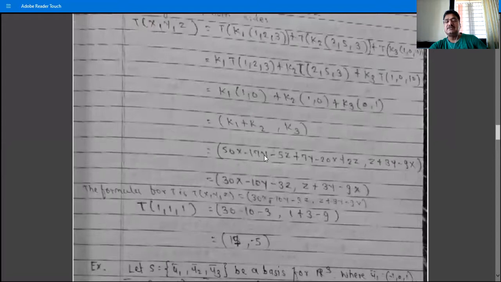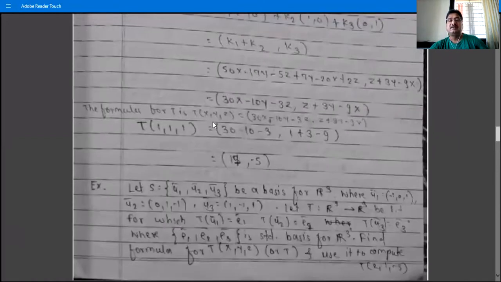k1 is 50x - 17y - 5z. What is k2? 7y - 20x + 2z. And similarly k3. And then add these. We have the definition of the linear transformation, T(x, y, z) equals this. So for T(1, 1, 1), substitute x, y, z as 1, 1, 1.